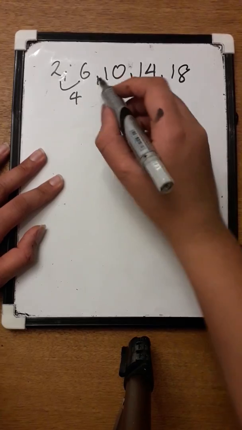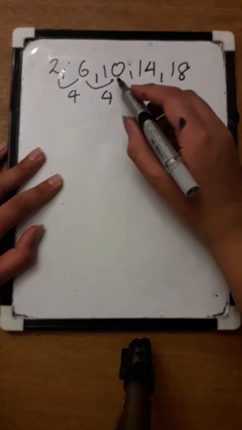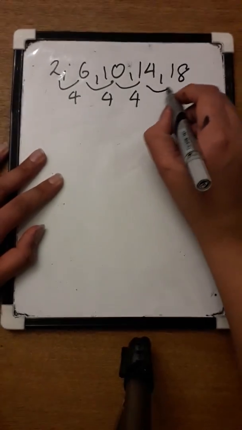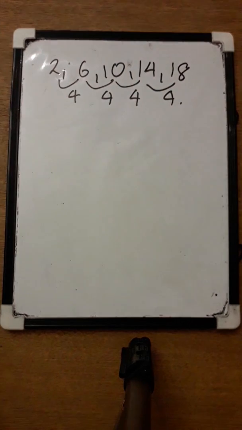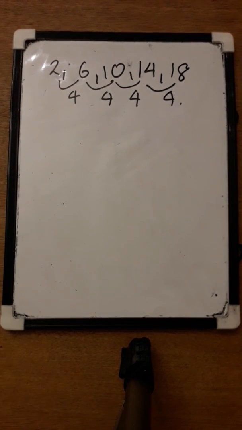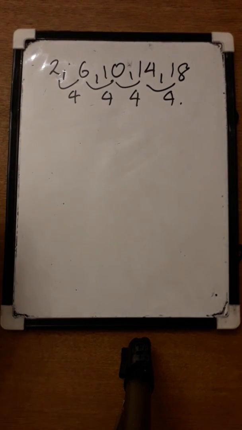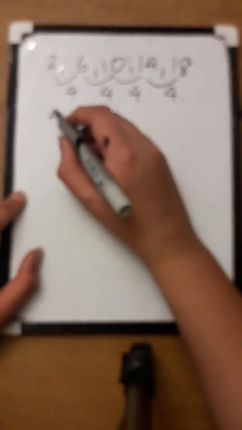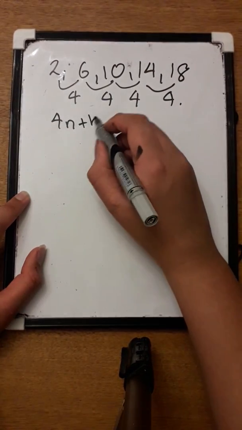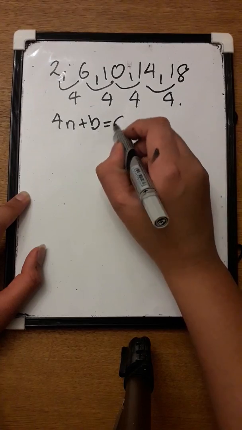So 6 minus 2 is 4, 10 minus 6 is 4, 14 minus 10 is 4, and 18 minus 14 is 4. Okay. So what you got here is your coefficient of x. That means it goes in front of n, because you're working out the nth term of a sequence. So 4n plus b equals c.